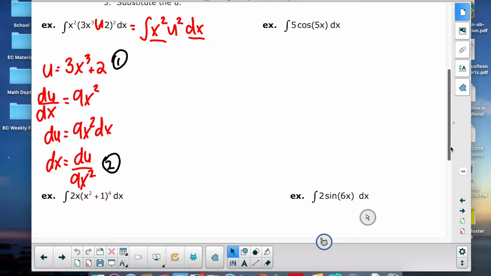So I can either leave it in terms of X, which we know we can't do, because we can't do the integral at the beginning, or change everything to be in terms of U, including the dx piece. So that's the purpose of solving for dx, to get it in terms of du. Once we have that, we can go back and replace.